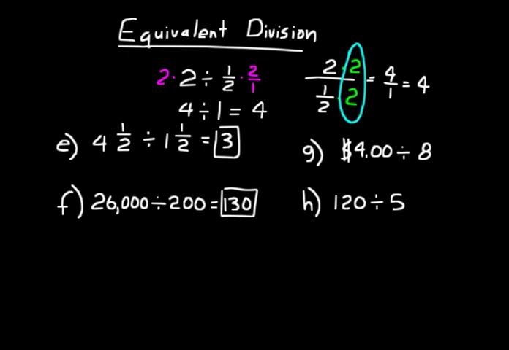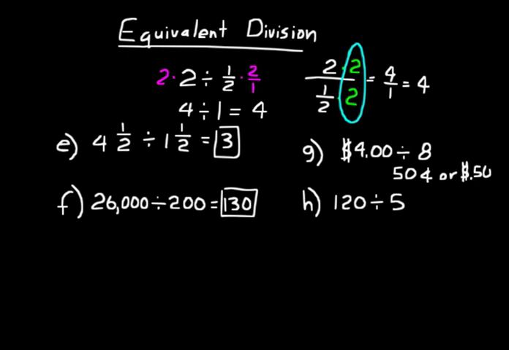On G, I changed the $4 into cents. 400 over 8, I could half both of those, divide both of those by 2. 200 over 4, divide them again. 100 over 2. 100 over 2 is real easy. That's just 50 cents. So I could say 50 cents, or you could write it in dollar terms like that.